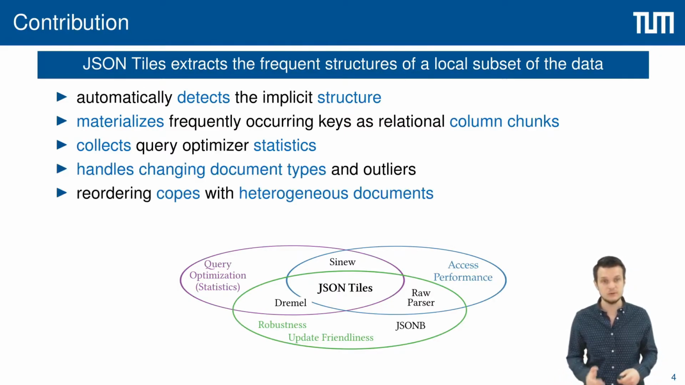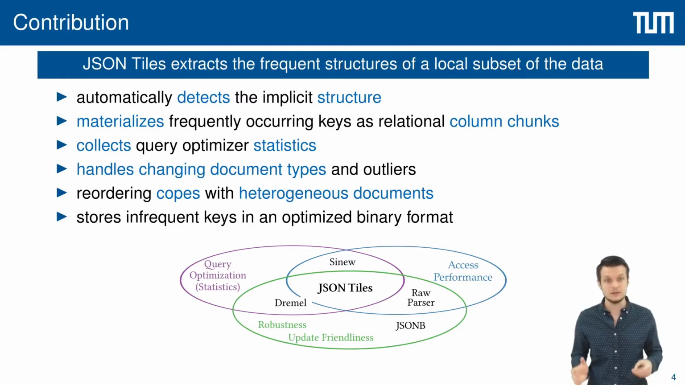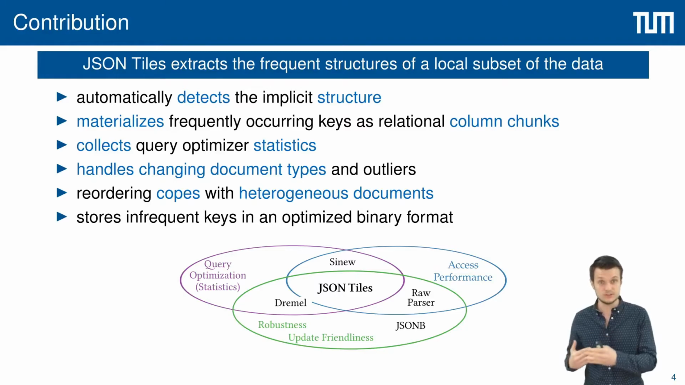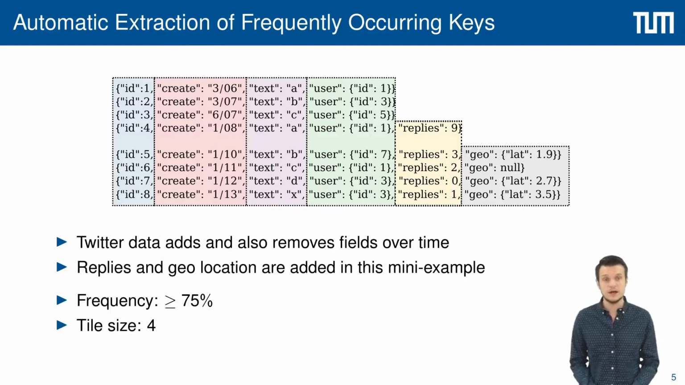JSON tiles is able to handle changing document types by design, because if the JSON document changes, for example with the tweet API, geolocation was added later on, new tiles will see the changes and will directly adapt to them. Further, outliers and even the randomized insertions of heterogeneous documents can be handled by our reordering optimization. And lastly, if we do not have any materialized data for this key, because this is infrequent, we use an optimized binary format. With that, I want to go into our automatic extraction framework.